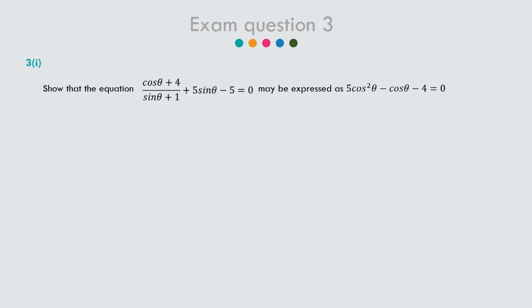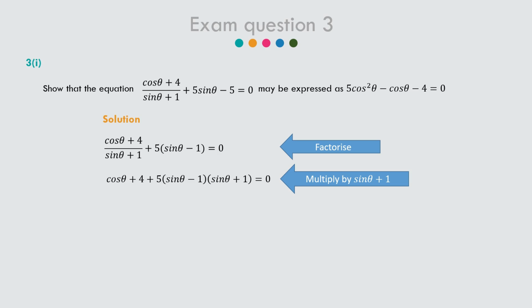When we look at this equation, it doesn't look obvious what to do. However, the first part of the equation is divided by sin theta plus 1, so that means I'm going to have to multiply by this at some point to eliminate it. So, if I factorise the 5 sin theta minus 5, this should give me something that I can more easily work with. Now multiply by sin theta plus 1.